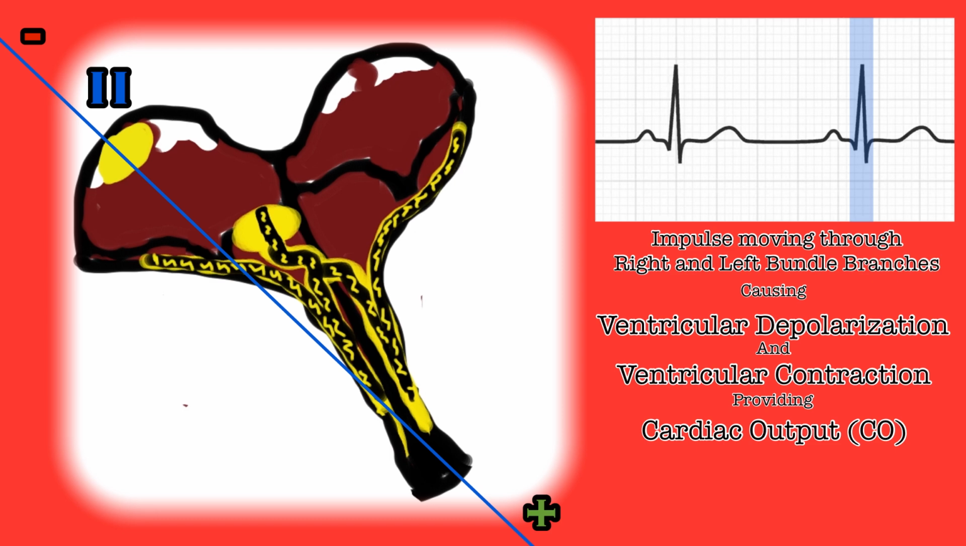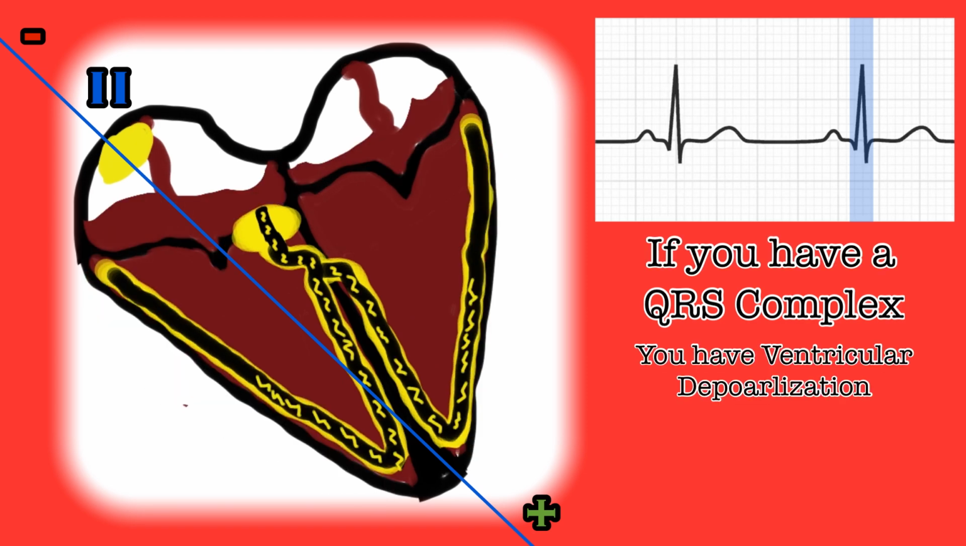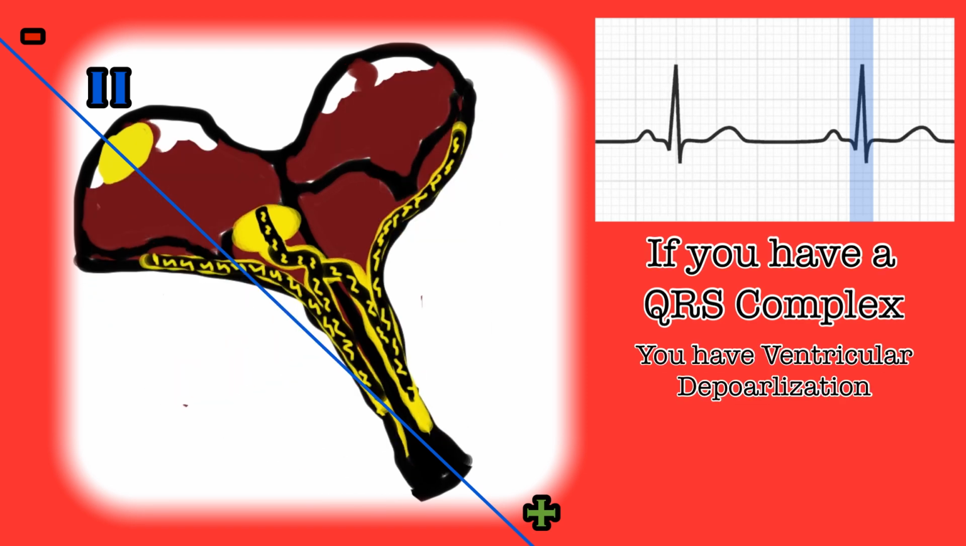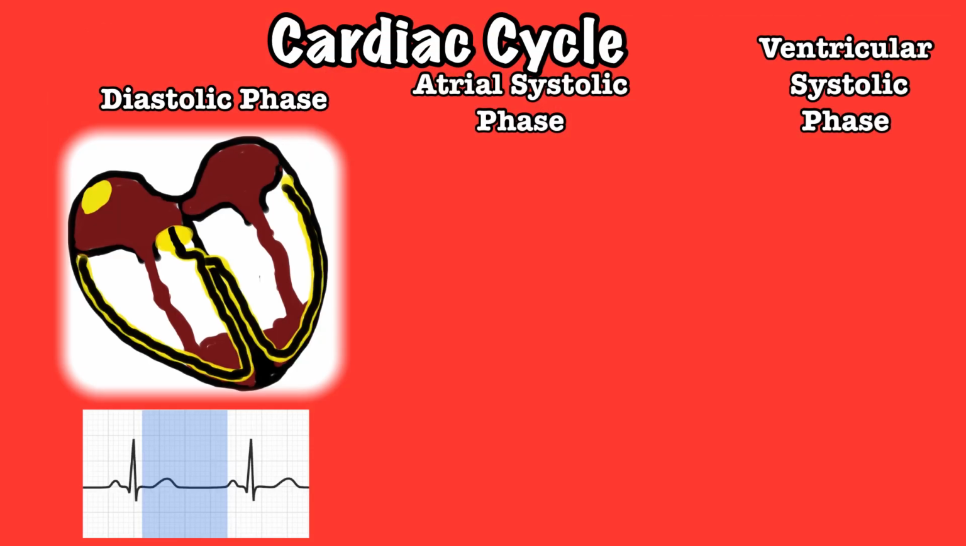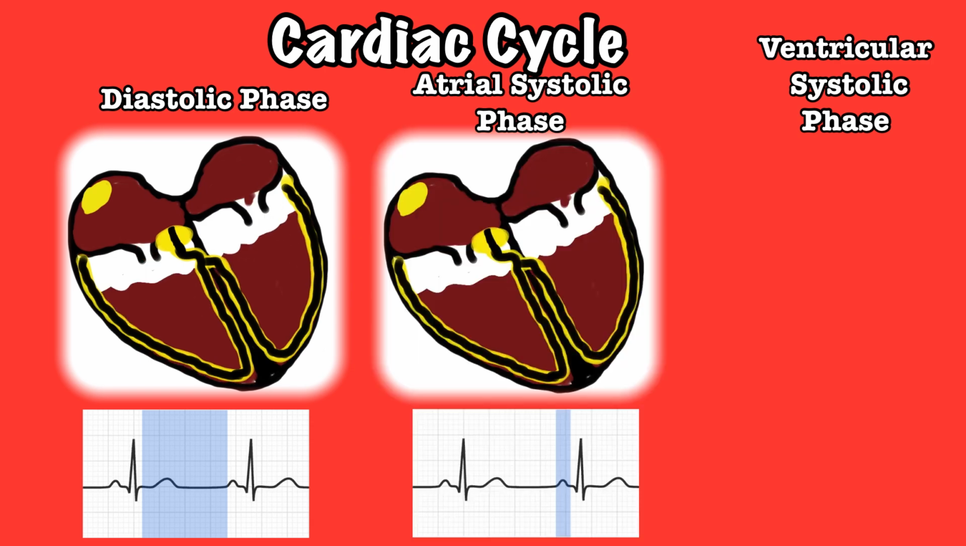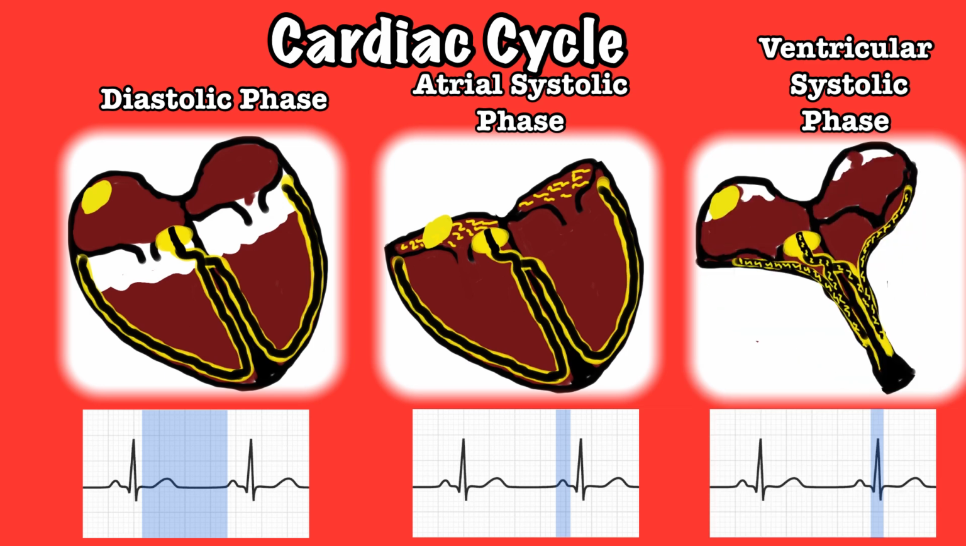On the strip, we see that huge complex. This is known as the QRS complex. So, when you see a QRS complex, you know you have ventricular depolarization, giving us ventricular contraction and providing the body with cardiac output from the ventricles. Where does the QRS fit into the cardiac cycle? We just had atrial systole with the P wave, and the QRS is the representation of ventricular systole, and also the focus of our next important measurement.